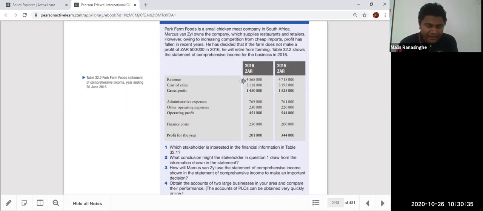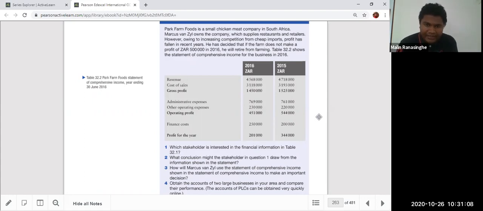So you can see the revenue of the organization, 4.7 million and 4.5 million. Revenue decreased. Cost of sales is similar. Gross profit went from 1.5 to 1.4, a decrease. Admin expenses are similar. Operating profit decreased, about 1 lakh, 544 to 451. There is a finance cost, and then profit for the year you can see 344 to 201. So that's decreased by around 1.5 lakhs.